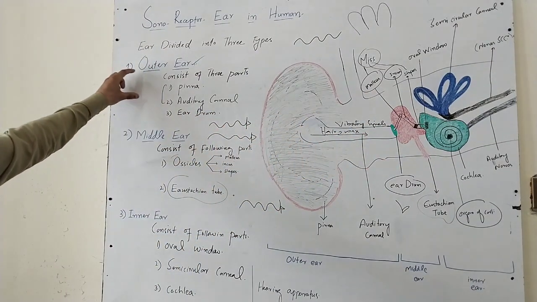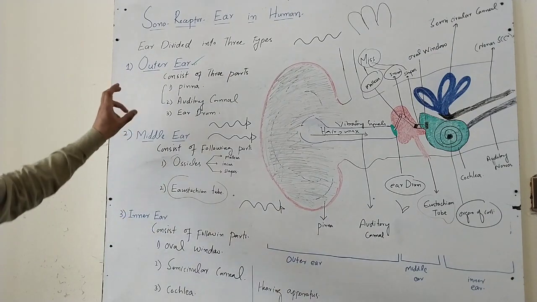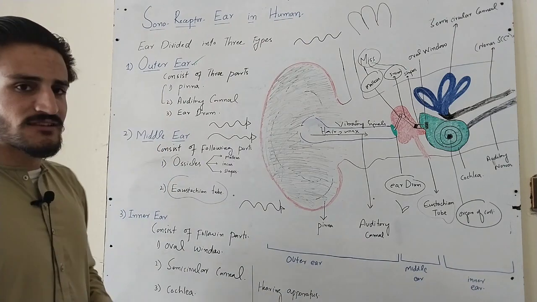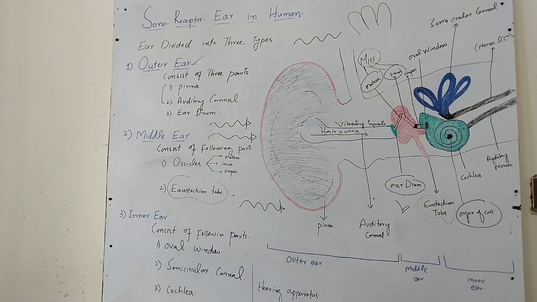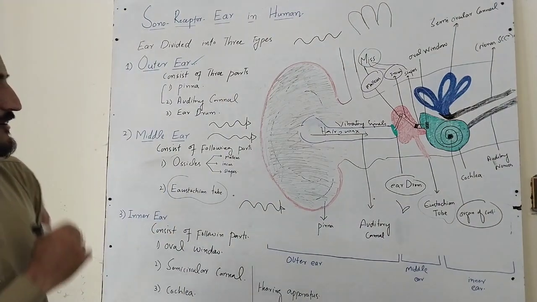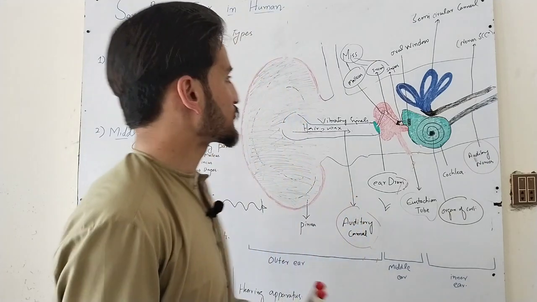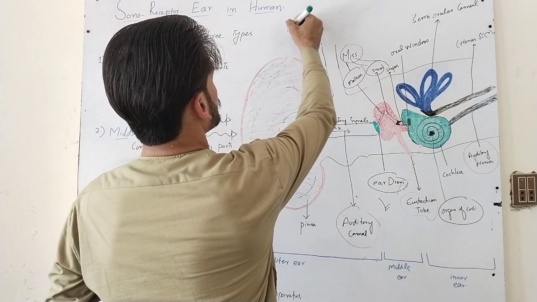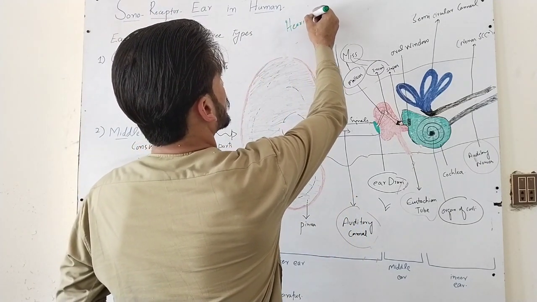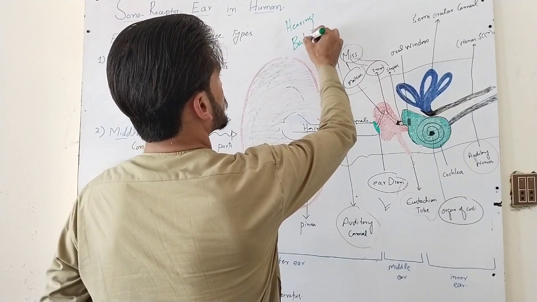Three regions are located in the ear: outer ear, middle ear, and inner ear. Basically, the ear is divided into three basic regions. Now I am talking about the function of the human ears. Human ears are responsible for two functions. The first is hearing, and the second is the balance of the body.